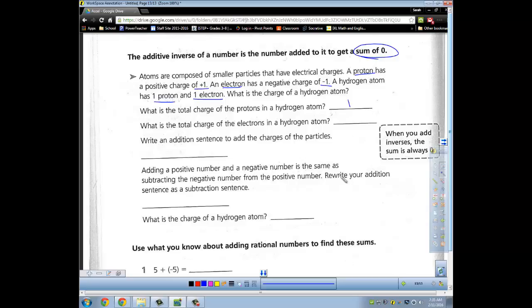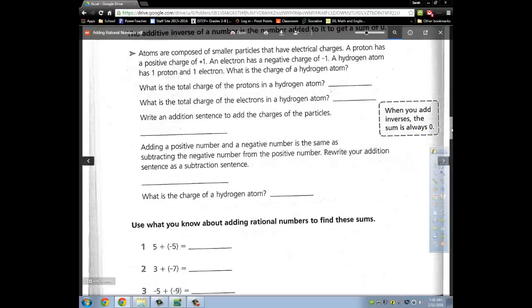What is the total charge of the electrons in a hydrogen atom? So it has 1 electron. Each electron is -1. So 1 times -1, -1. Write an addition sentence to add the charges of the particles. So we had 1 plus -1. They are additive inverses because same number, different signs. So that's 0. Adding a positive number and a negative number is the same as subtracting the negative number from the positive number. So 1 plus -1 can be written as 1 minus 1, which is also 0. So the charge of the hydrogen atom is going to be 0. Poor hydrogen atom doesn't have a charge.